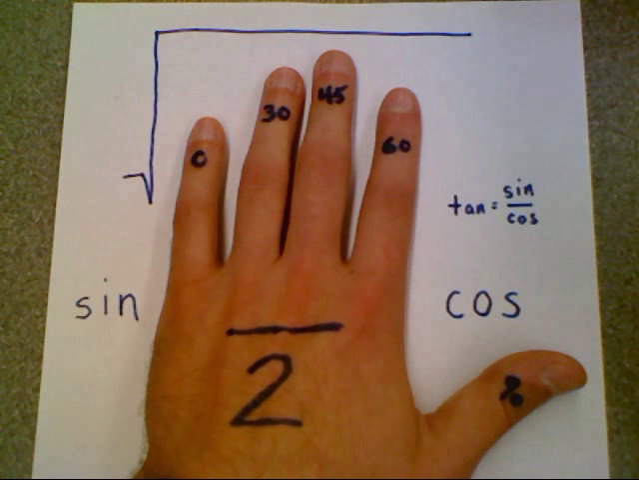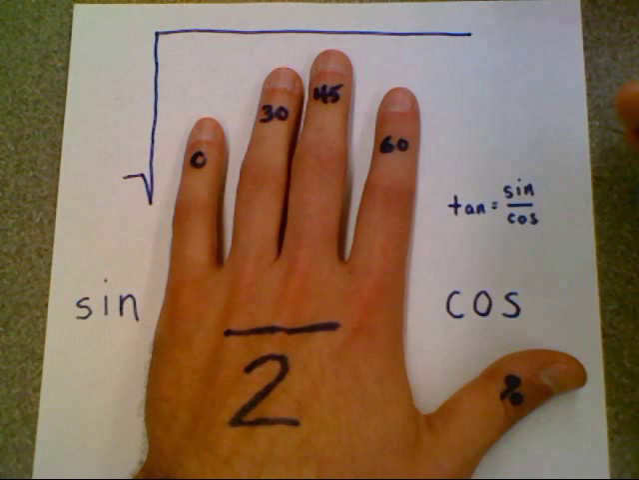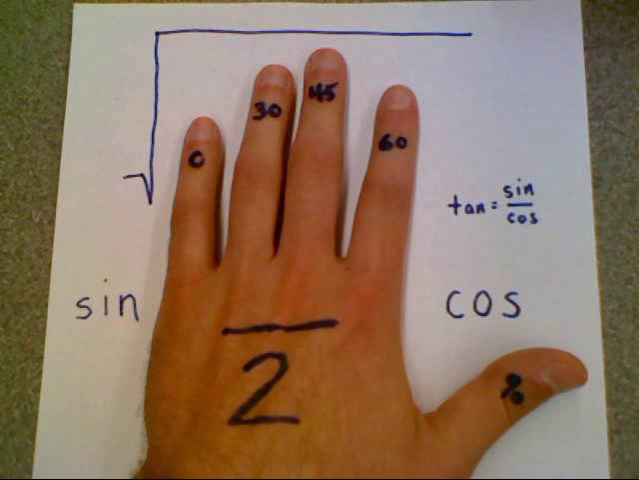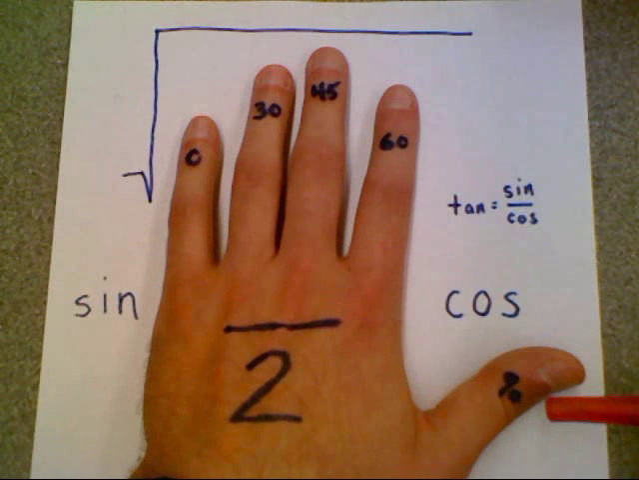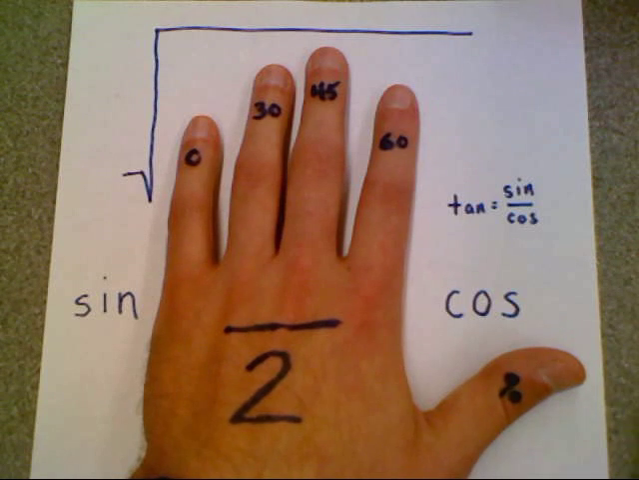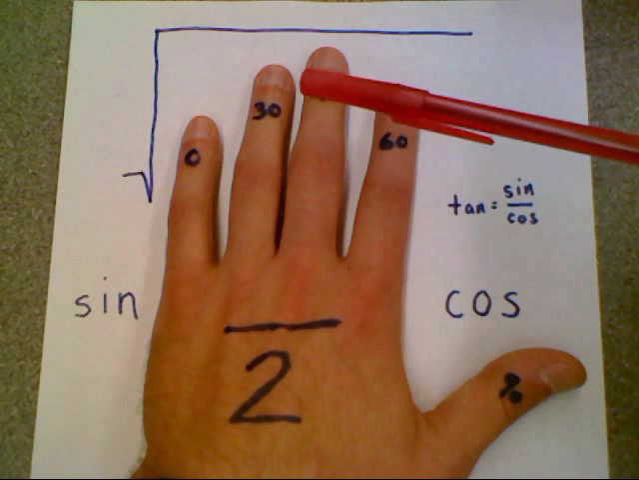Alright, Algebra 3ers. Here's a review of the finger trick we use for memorizing the values for the sine, cosine, and tangent of 30, 45, and 60. And in the future we'll use it for 0 and 90 as well, but for now we'll just stick with 30, 45, 60. So first, remember, we want to order fingers left to right from 0 to 30, 45, 60, and 90.